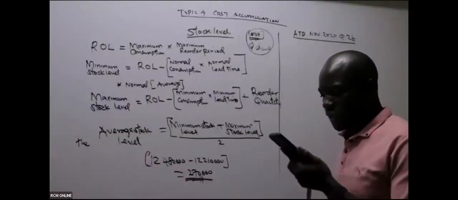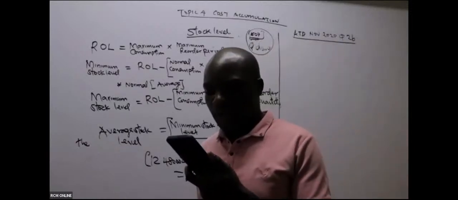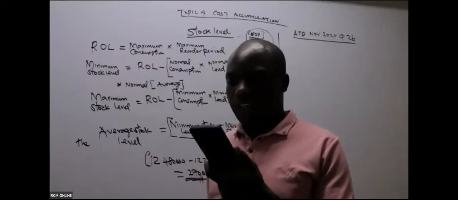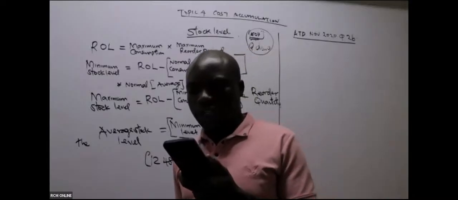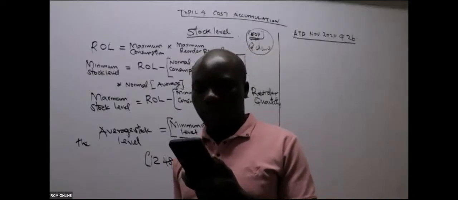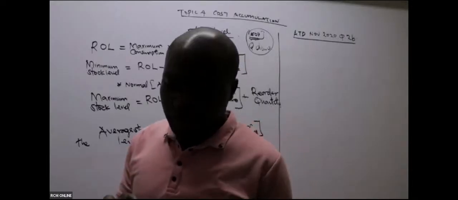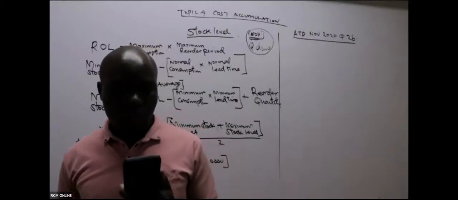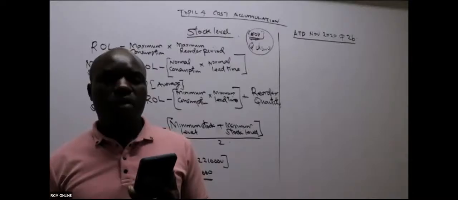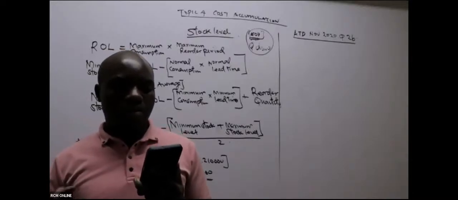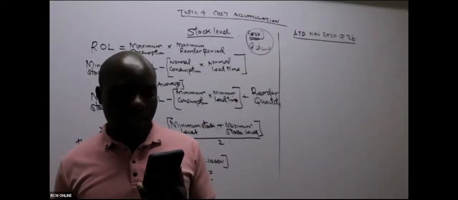So the question reads, Robin Islands Limited imports a high-value component for its manufacturing process. The following data relating to the component has been extracted from Robin Islands records for the last 12 months. So what has happened for the last 12 months? We are given maximum usage in a month, minimum usage in a month, average usage in a month, maximum lead time, minimum lead time. Reorder quantity is given to us there as 750.